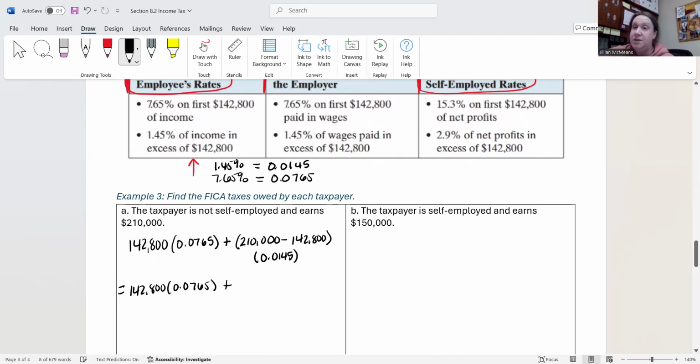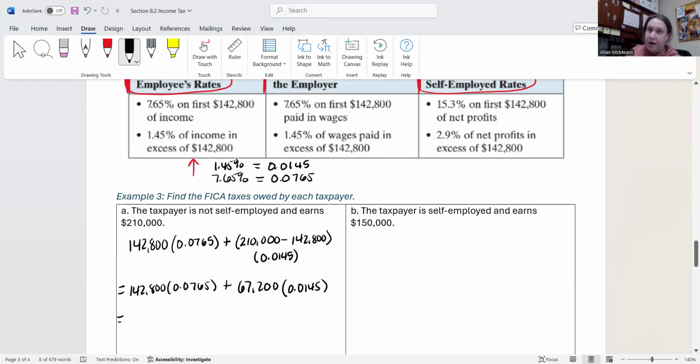But let's figure out what the second chunk of our income is. So we want to take the 210,000 for our gross pay, subtract what has already been taxed, which is 142,800. So that gives me 67,200 that is being taxed at 1.45%. So we multiply that by 0.0145. And so let's do those calculations.